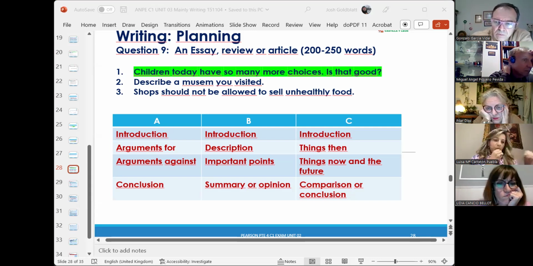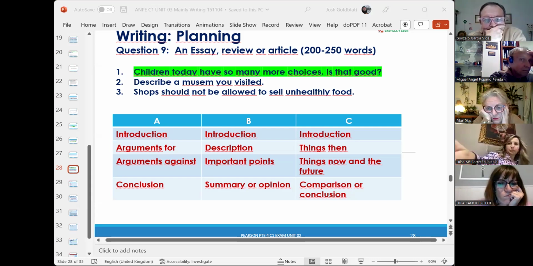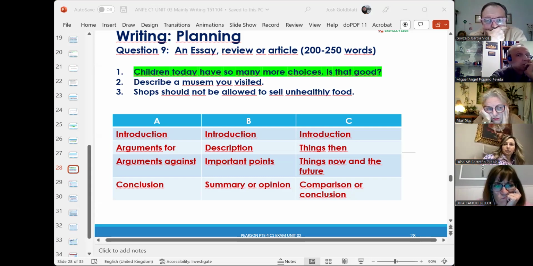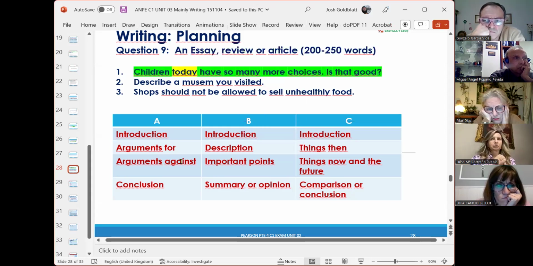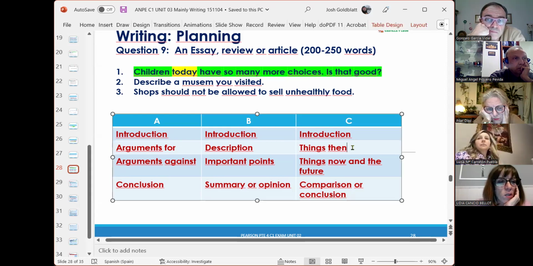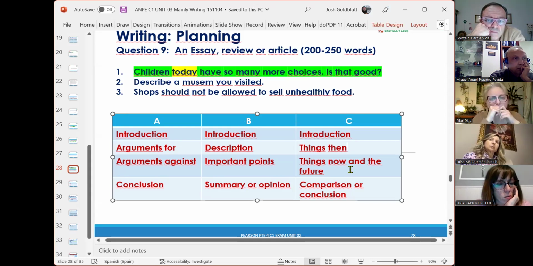Right. So you more thoughtful people, as you thought, you said yes, it is actually C, isn't it? Why? Because we're using the word today. Yes, it does have arguments. But actually it's C because it gives us the chance to talk about things in the past, things now and the future, and then give our opinion at the end. You see that?